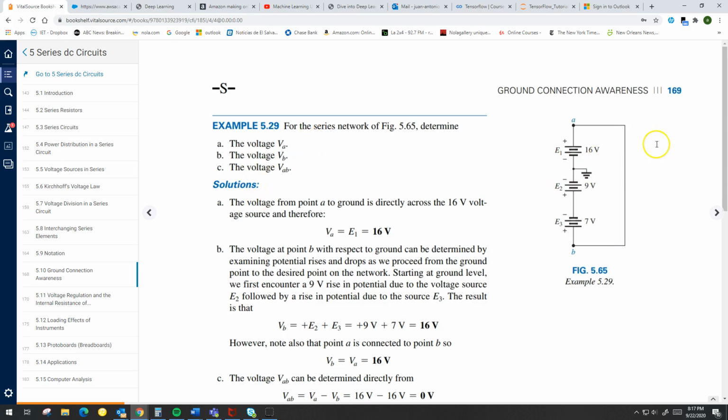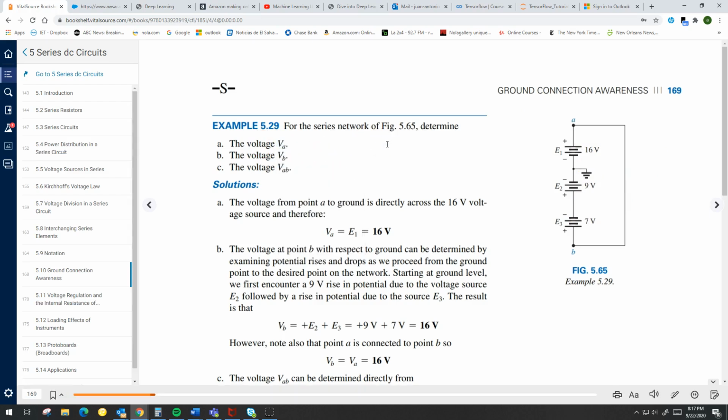So in this case, it's important that we pay attention to where the ground is. So for this example, if you want to know what VA is, and we follow the notation we used before, we're looking for A to ground, right? So from A to ground, it's just 16 volts. You can see that, right? From A to ground, because ground is now here. Okay? It's not at the bottom anymore. It's here. So from A to ground, it's just 16 volts.